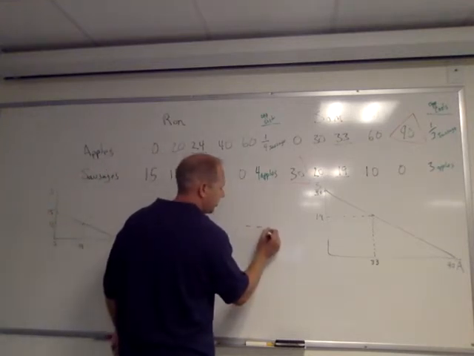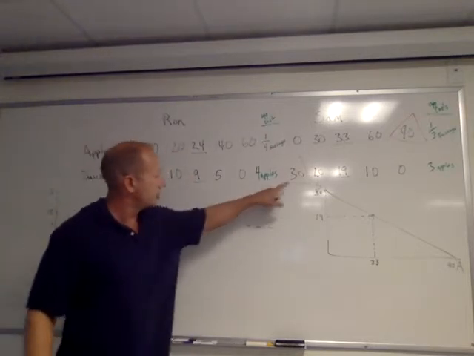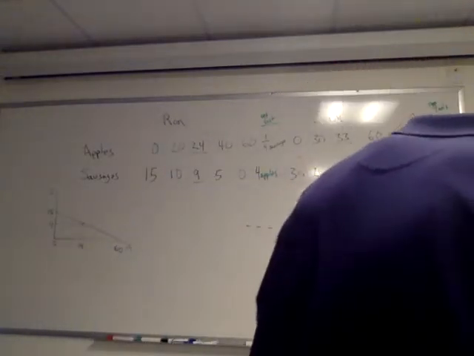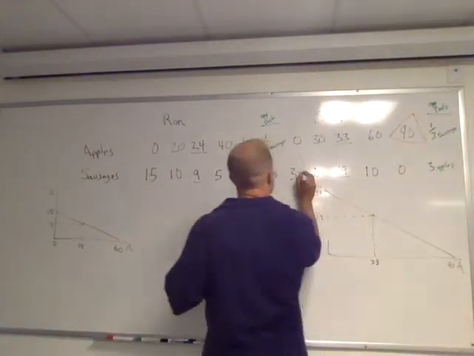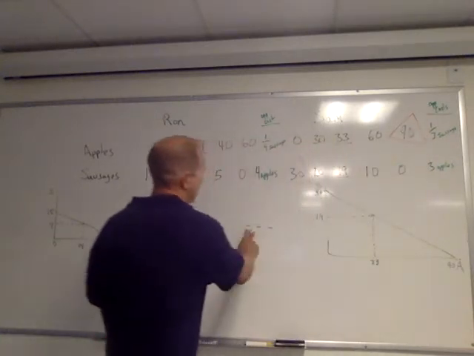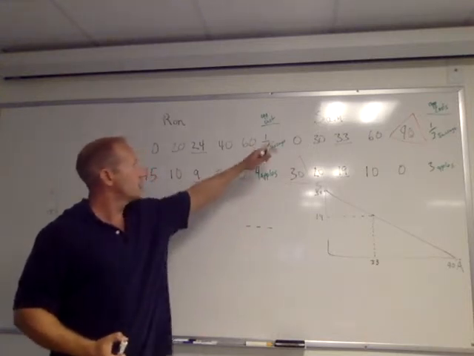But he can make 30 sausages if he makes no apples. So that's 1 for each of these 10. I put a line through my 0. That's it. Everybody see what I'm saying? 1 sausage for each of the 10 sausages he can make if he makes no apples.